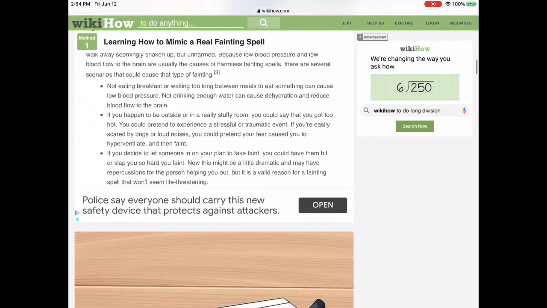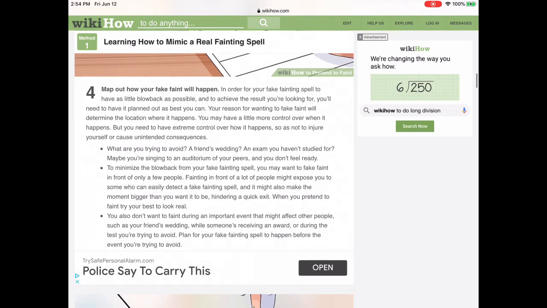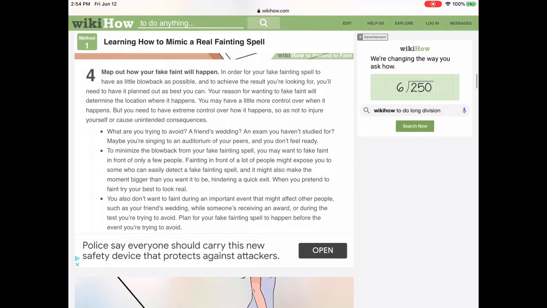Let them in on your plan. No, don't do that. Map out how your fake faint will happen. What are you trying to avoid? A friend's wedding? An exam you haven't studied for? Okay, a friend's wedding? That is so mean. Who would want to go to a friend's wedding?